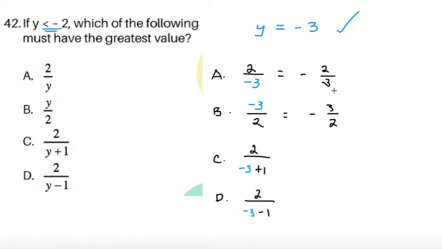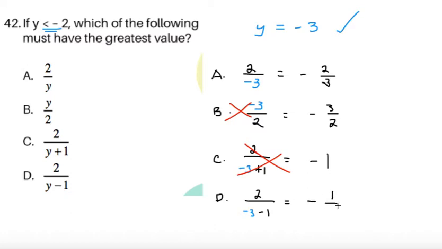So just comparing these two, we can already tell that A is larger than B. So we can cross out B already. Now for C, it's going to be 2 over -2, and that gives -1. -1 is still smaller than -2/3, so we can cancel this out. Now for D, it's 2 over -3 minus 1. That's going to give you 2 over -4.